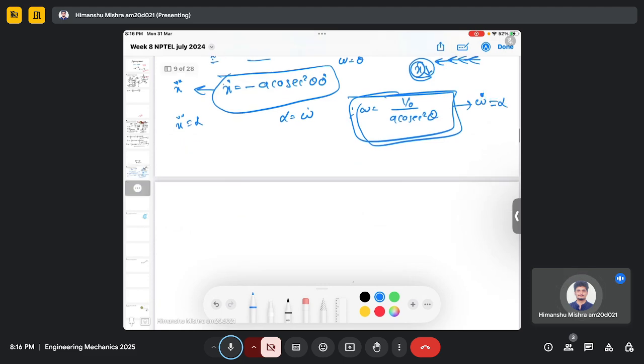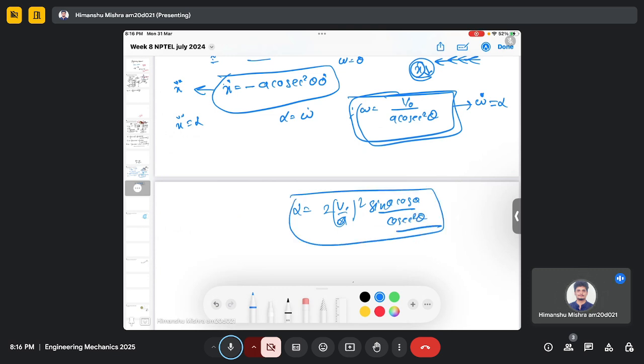So when you do that, you will get alpha, which is 2v naught by a sine theta cos theta divided by cosec square theta. So this will be your expression of alpha and omega.